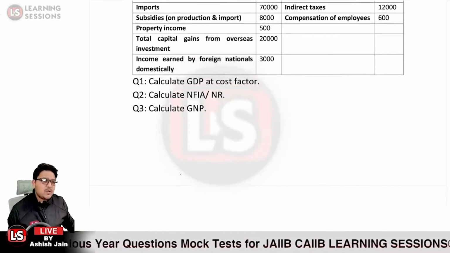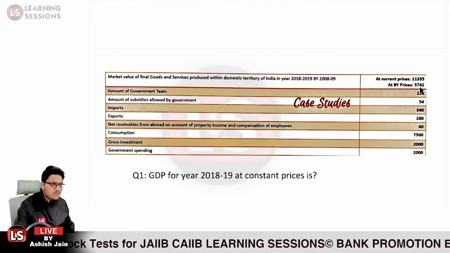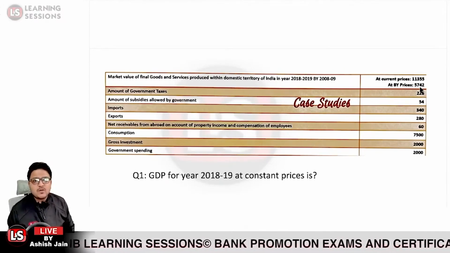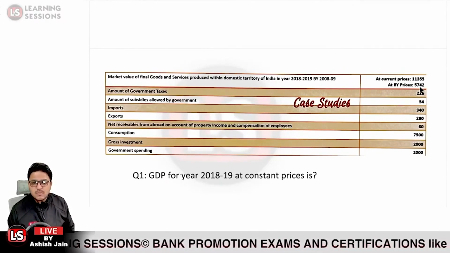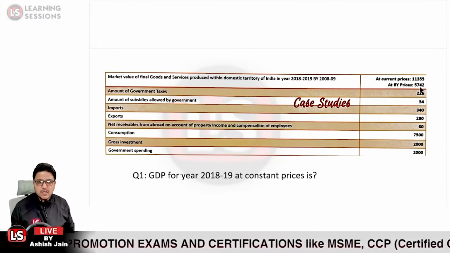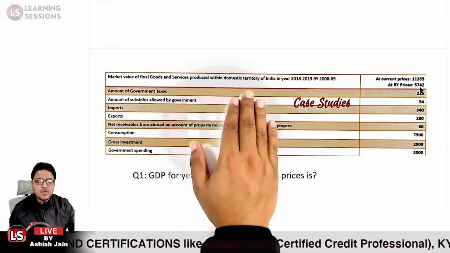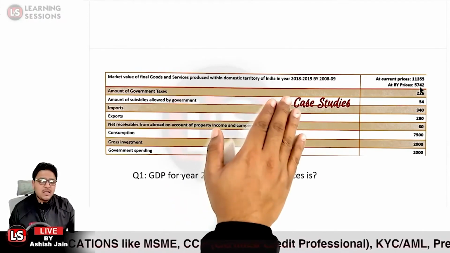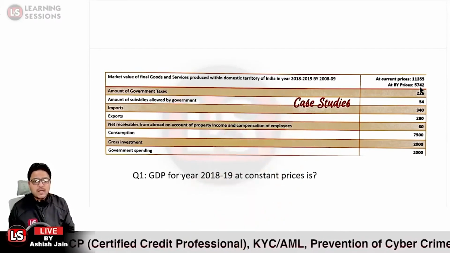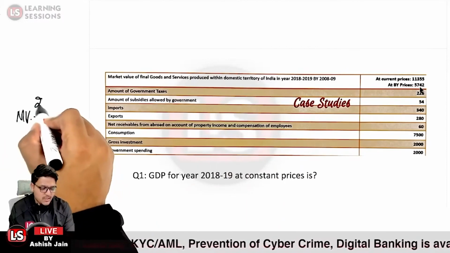Now let's move to another case study. I think it's not quite visible over here, so let me narrate the case study to you. It is mentioned: market value of final goods and services produced within the domestic territory in India in year 2018-19.